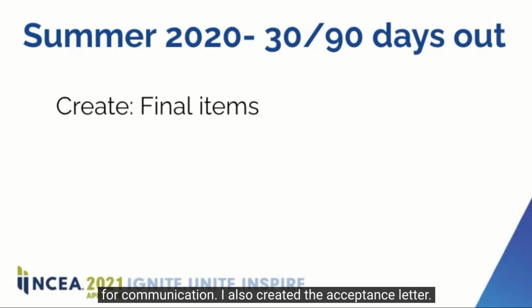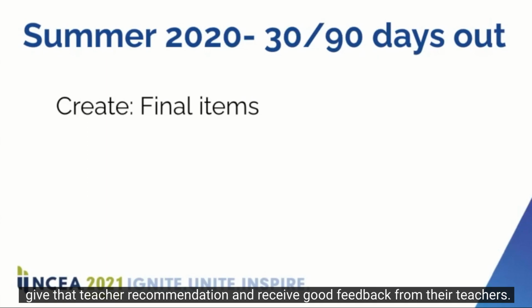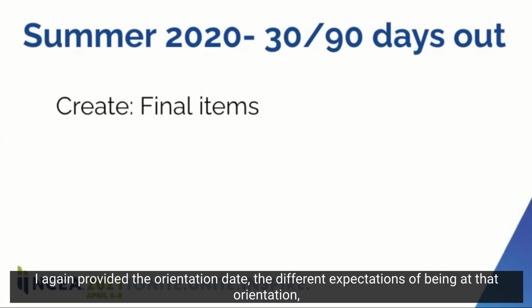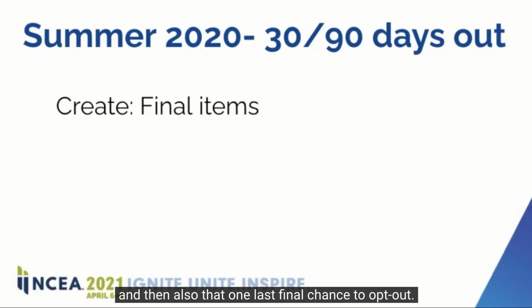I also created the acceptance letter. So I provided the peer mentors with a congratulations. It was a big deal for them to get into this course. They had to really think about it, apply for it, give that teacher recommendation and receive good feedback from their teachers, and then be able to have it work into their schedule. So in that acceptance letter, I again provided the orientation dates, the different expectations of being at that orientation and what that may mean for them in those final days of the summer. And then also that one last final chance to opt out.